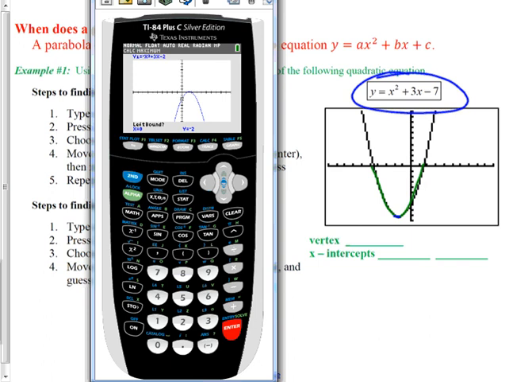It says, first of all, left bound. The left bound, as long as you're to the left of it, you can hit enter. You don't have to be exactly anywhere, just left of it. Now I'm to the right of it, and I hit enter. Now I'm right on top of it, and I hit enter. And it jumps to the final answer, 1.5, 0.25.